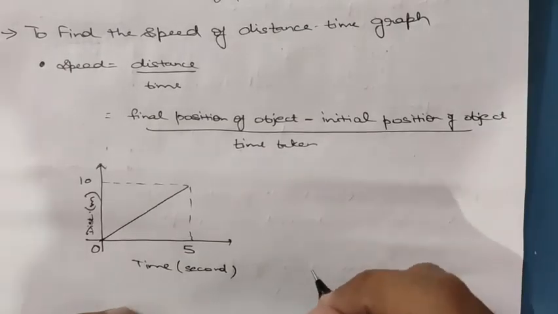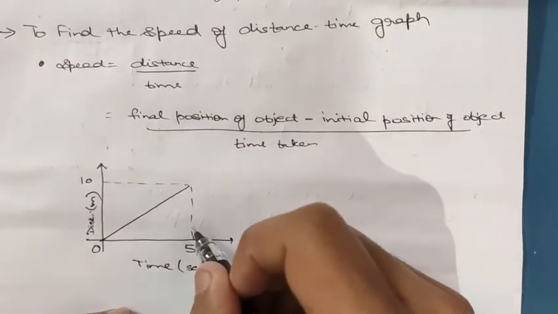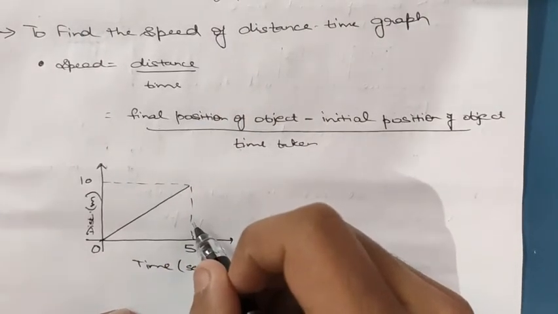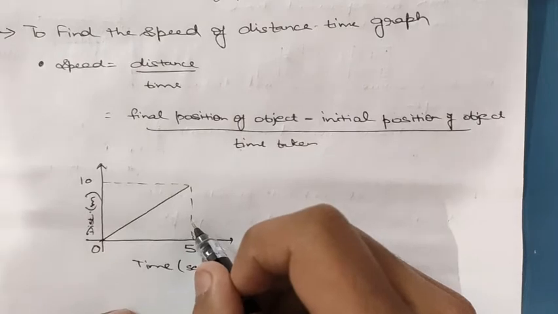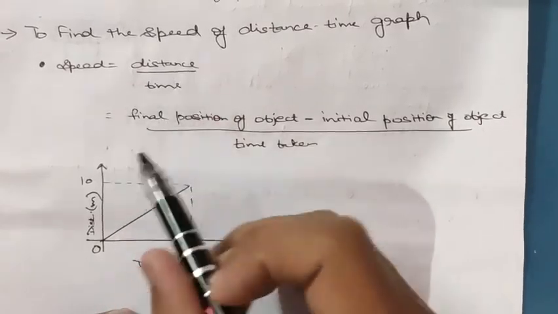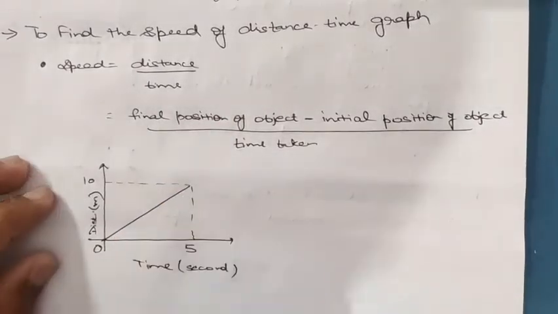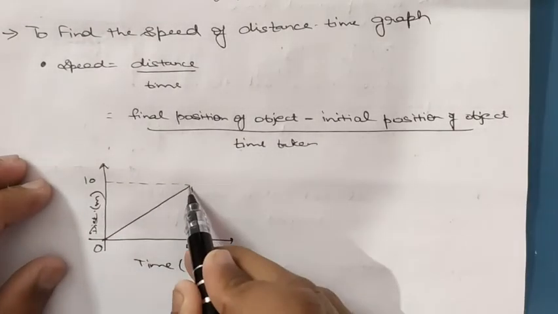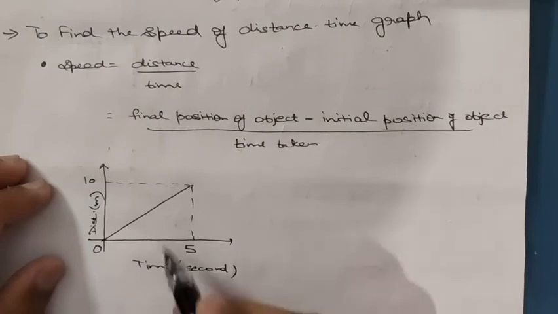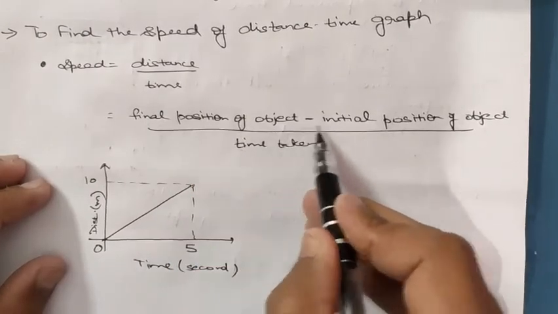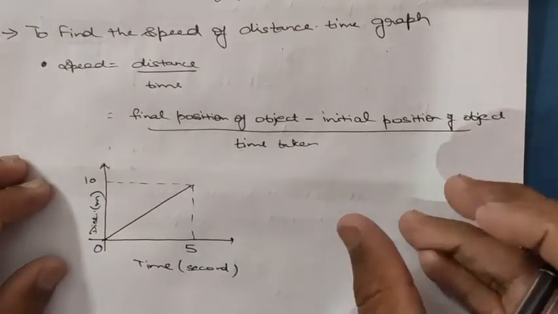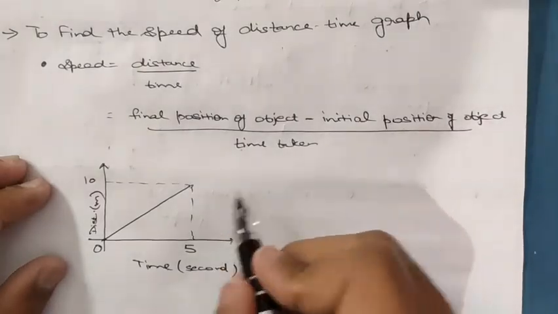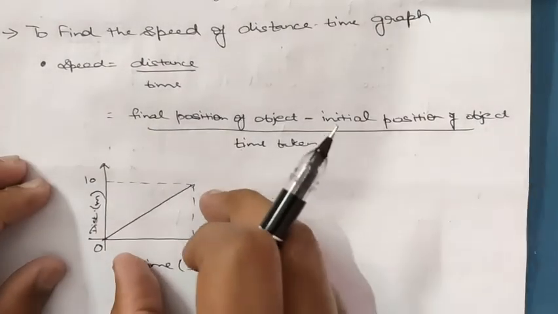Now the next is to find the speed from a distance time graph. If a distance time graph is given to you, then how do you find the speed? You definitely know that speed is equal to distance upon time. For example, this graph is given to you. The time here is 5 seconds, and this is the final distance. So the final position of the object minus the initial position of the object will give you the distance traveled. Here it is 10 minus 0.